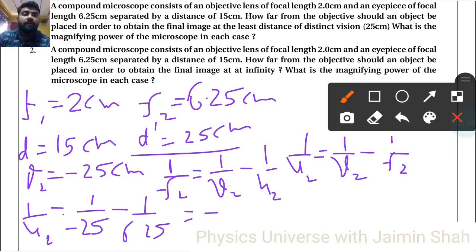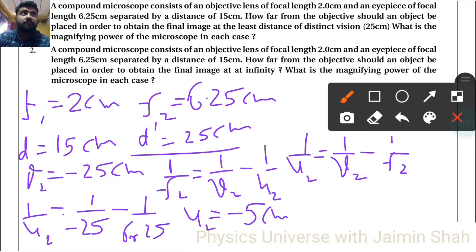Now if we want to find u2 directly, cross multiplication, negative, right? So cross multiplication 6.25 into 25 upon the sum of that. So the sum of that is 31.25, right? So upon 31.25, so that is 5. So u2 is 5 cm. So that is our u2.